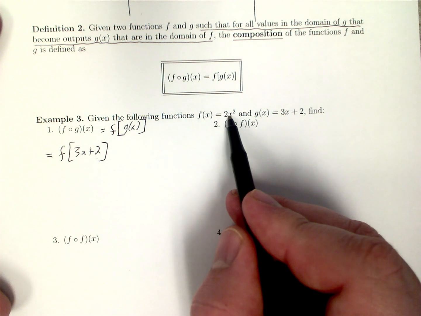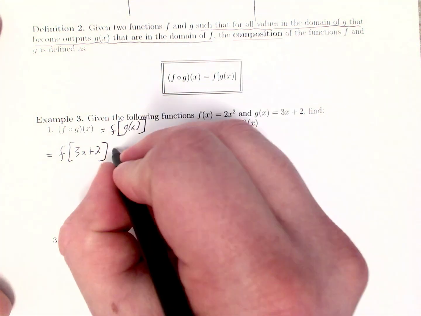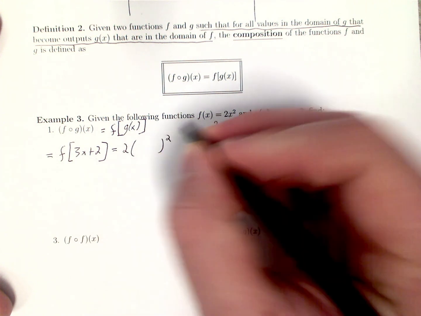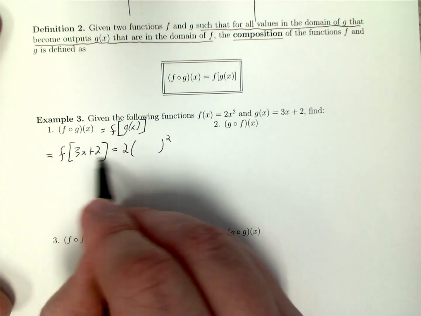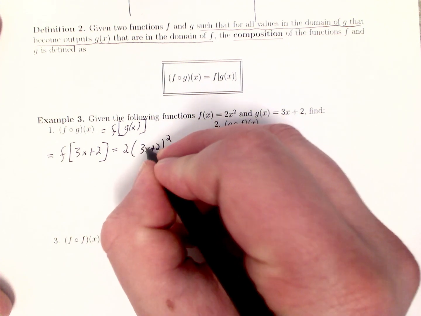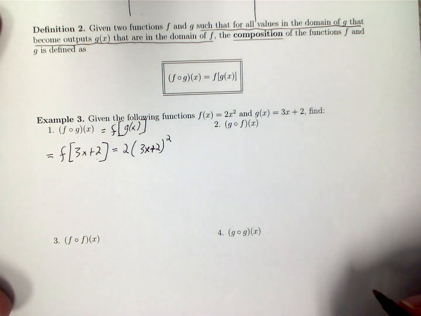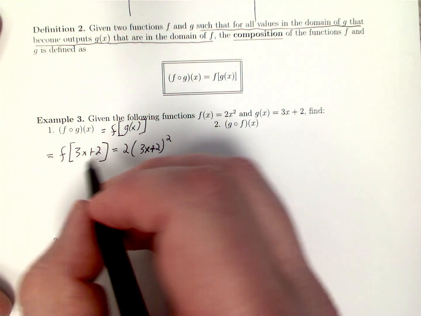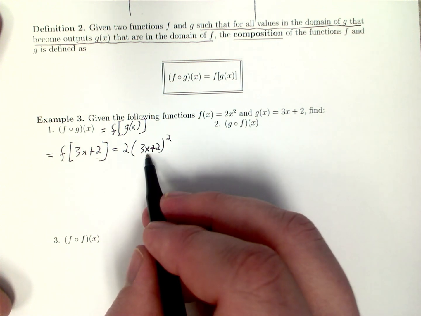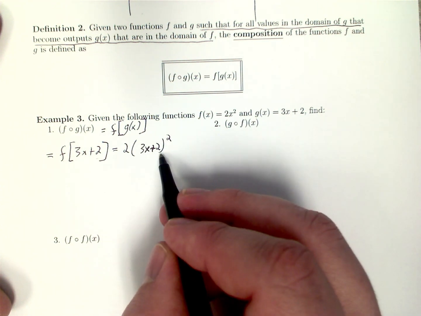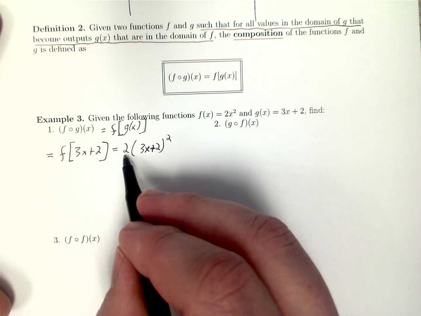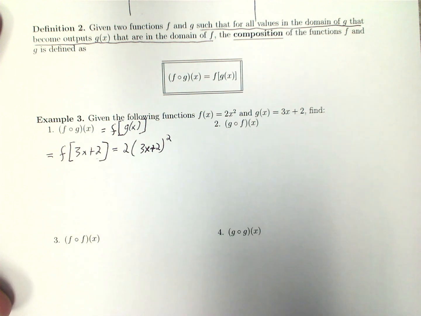What is f? F is 2x squared. So 2x squared, but instead of x, we're going to plug in 3x plus 2. That's all that's going on. So how do we simplify this? The order of operations still matters. So inside parentheses, P, and then we do the exponent, so the second power, and then you multiply by 2. So don't distribute the 2 first.